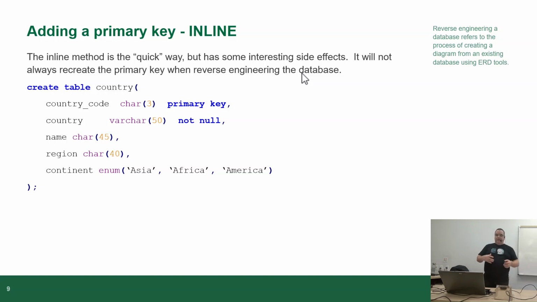So when it talks about not recreating the primary key when reverse engineering the database, reverse engineering is when you use a database tool to create a diagram of that database. Sometimes you will get hired, you're working in an environment and they do not have an actual diagram for you to work with. You have no idea what the database looks like. So all you have is the raw database.